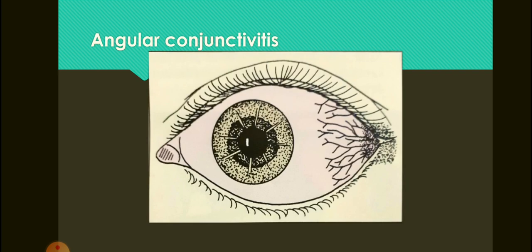Now let's move to another conjunctival disease, that is angular conjunctivitis. Angular conjunctivitis is a type of conjunctivitis characterized by mild inflammation of the conjunctiva which is limited to the intermarginal strip, especially at the outer and inner canthus. So what is the causative organism of angular conjunctivitis? That is Moraxella, which is a gram-negative bacteria.